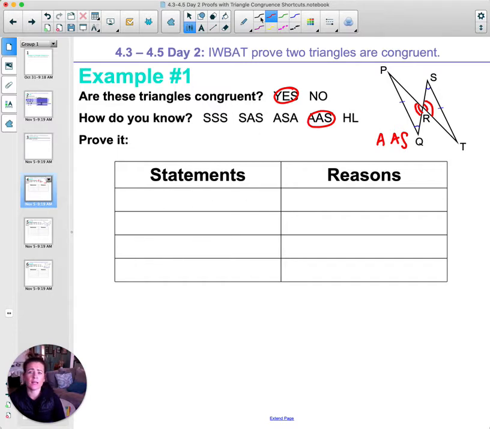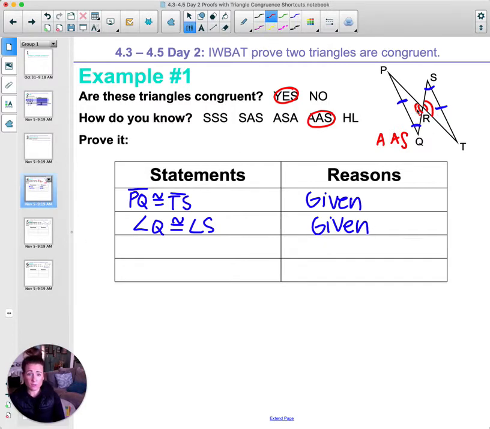Like I said, we're likely going to start with some givens. In this case, it was a picture over here. So what you're going to do is write down what exactly you were given. This tick mark and this tick mark is something you were given. It says that side PQ is congruent to side TS. You were also given this arc mark here and this arc mark here, which tell you that angle Q is congruent to angle S. Both of those are givens. So in your reasons, you will just say that you were given them on the picture.